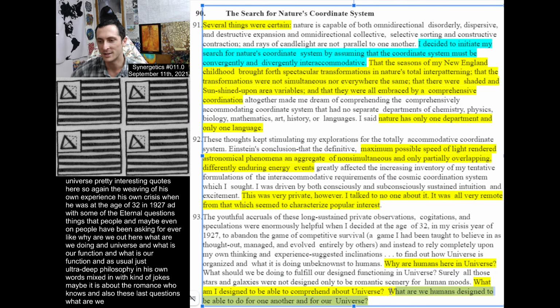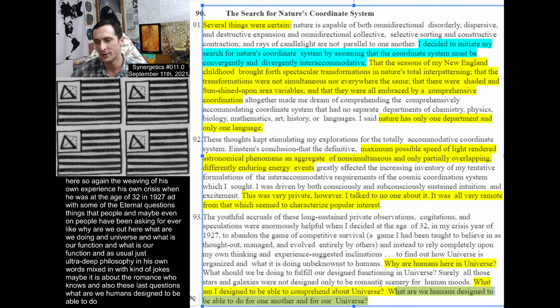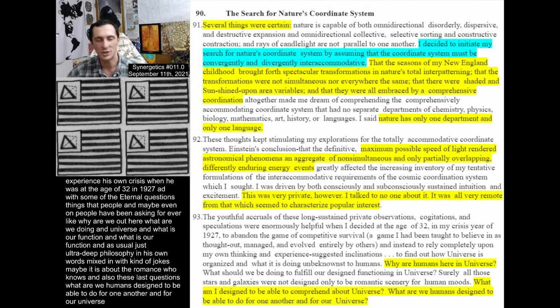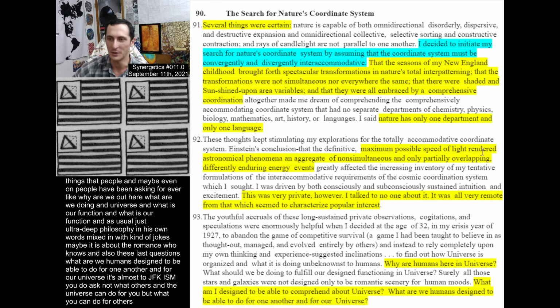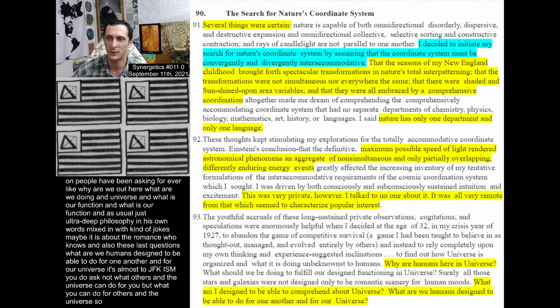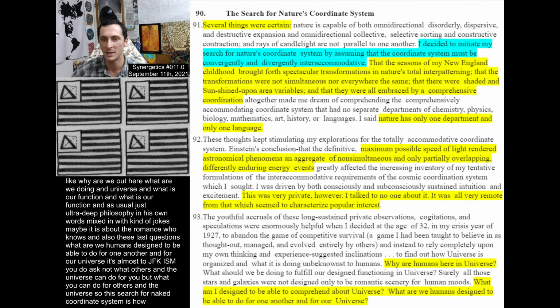What are we humans designed to be able to do for one another and for our universe? It's almost a JFK-ism. You know, ask not what others and the universe can do for you, but what you can do for others and the universe. So this search for nature's coordinate system is how he's framed it here.